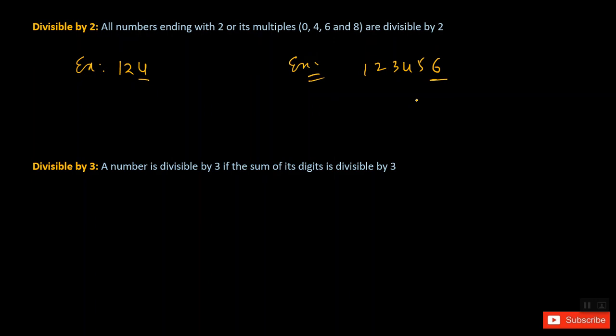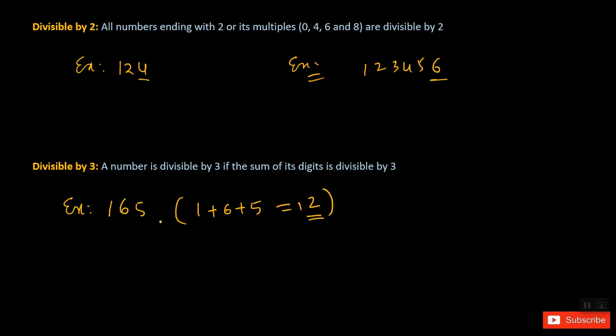Divisible by 3. A number is divisible by 3 if the sum of its digits is divisible by 3. So what does it mean? Let's take an example, 1, 6, 5. Sum of the digits: 1 plus 6 plus 5, what are we getting here? This is 12. And 12 is a multiple of 3, or I can also say 12 is divisible by 3. If the sum of the digits is a multiple of 3, then that number is definitely divisible by 3.